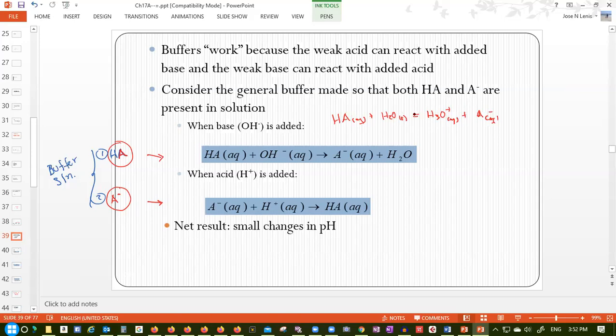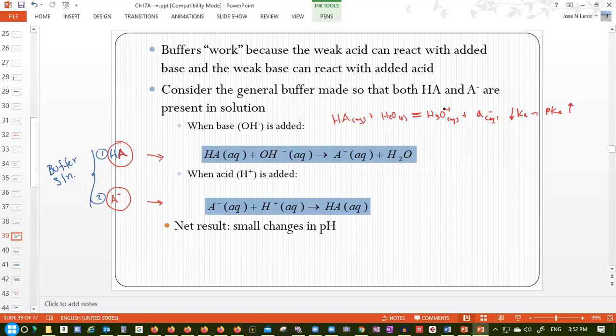But remember about the equilibrium, and remember that this is a weak acid, and we know this weak acid has a very small Ka. Ka's are very small. Therefore, the pKa's are big. Ka's are very small, pKa's are big. That is for the weak acid.